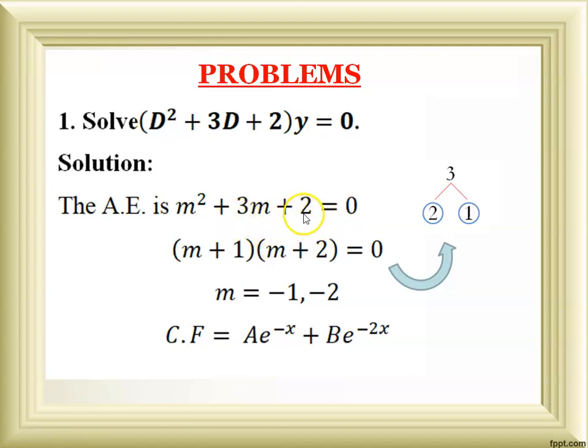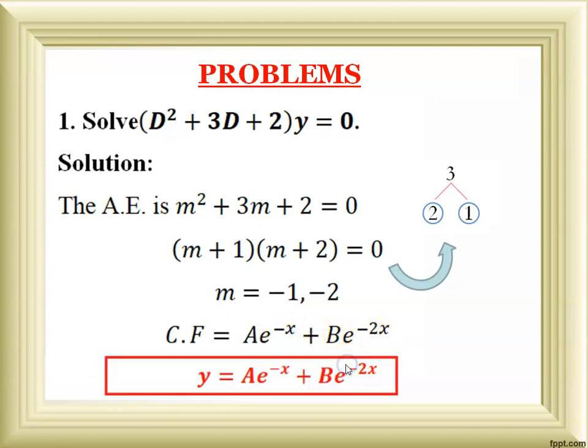The product is 2 and the sum is 3. Therefore the factors are (m + 1)(m + 2) = 0. After equating each factor to 0, I get the roots minus 1, minus 2. These are real and distinct. Therefore the complementary function is a e^(-x) + b e^(-2x), that is, a e^(m1 x) + b e^(m2 x). The general solution of this problem is only the complementary function, because the RHS value is 0. No need to find the particular integral here.